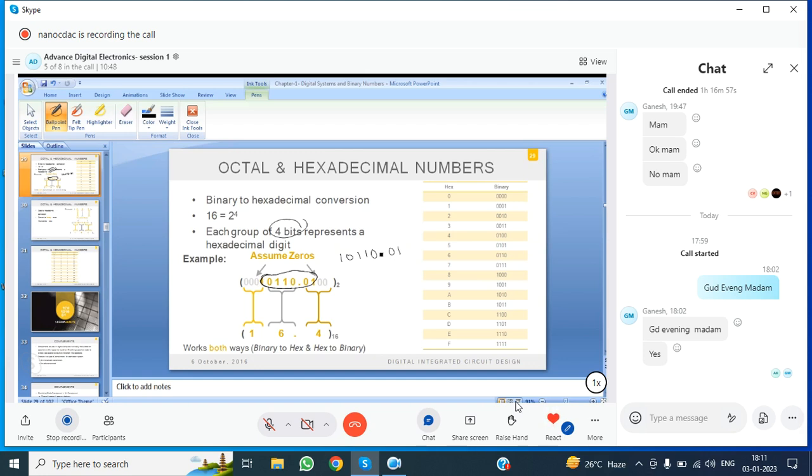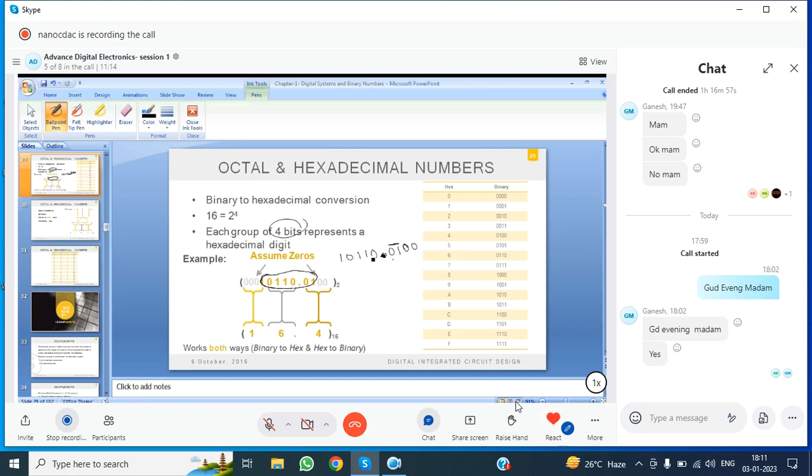10110.01. So this is a fraction actually. Whatever is there after the point, 0.01, is only two digits, right? So we need to append zeros at the right, after the decimal point, after these particular digits.